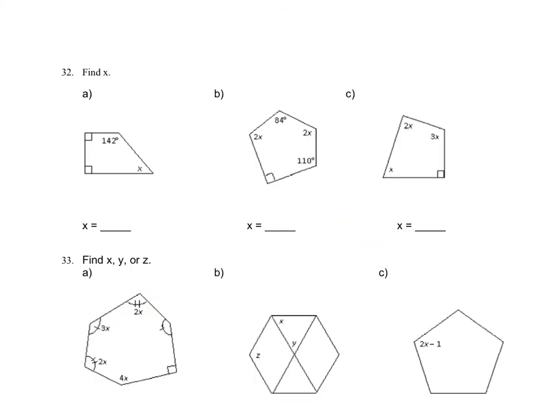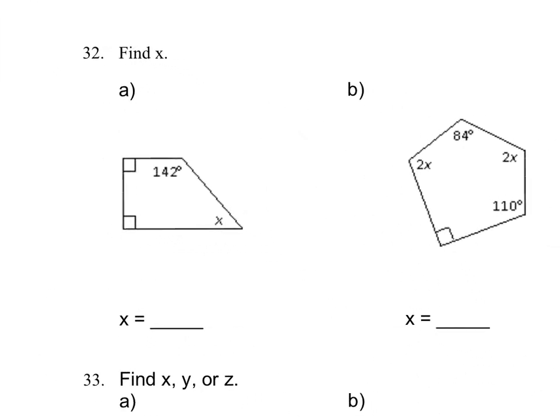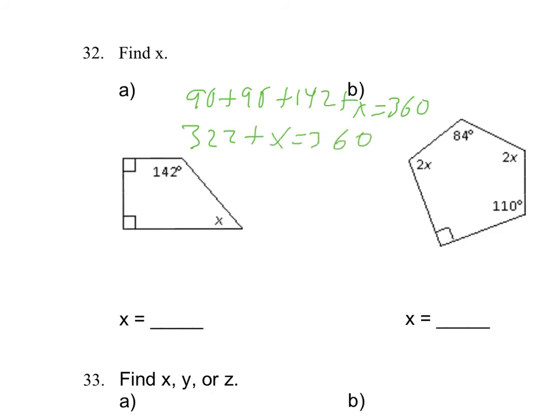All right, number 32. Same situation here. They all add up to 360 because it's a quadrilateral. So 90 plus 90 plus 142 plus x equals 360. Combine like terms and what do we end up with? 322 plus x equals 360.